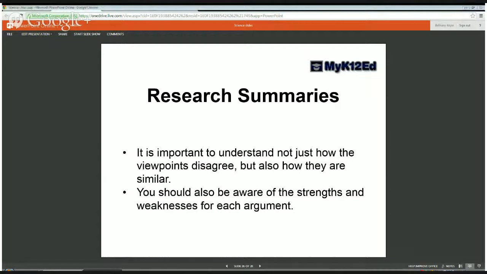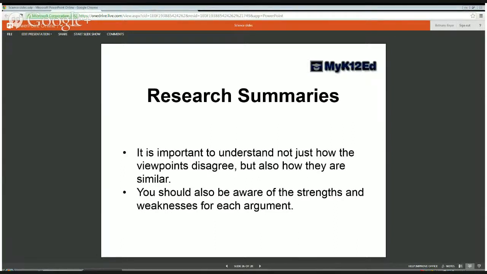It is important to understand not just how the viewpoints disagree, but also how they are similar. So we did talk about that too. It will ask you about similarities, so be on the lookout for that as you're reading the passages, not just how they're different. And you should also be aware of the strengths and weaknesses for each argument. I think I said last time that it's never going to ask you your opinion on the issue, so you don't need to worry about that.